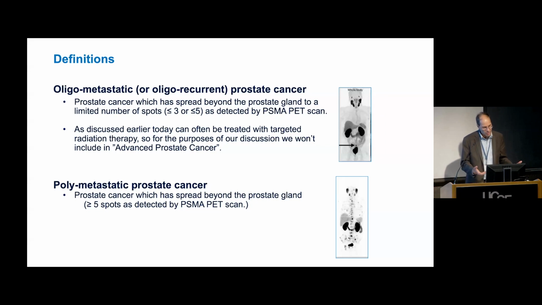That said, as you have seen, within the metastatic setting, we have oligometastatic and polymetastatic. You've already heard about oligometastatic disease from Dr. Hong. For those of you who don't appreciate, I think it's a Latin root, oligo is in oligarchy, the few. So when we say oligometastatic disease, or oligo-recurrent disease, we really mean prostate cancer which has spread beyond the prostate, but it's only a small number of spots.